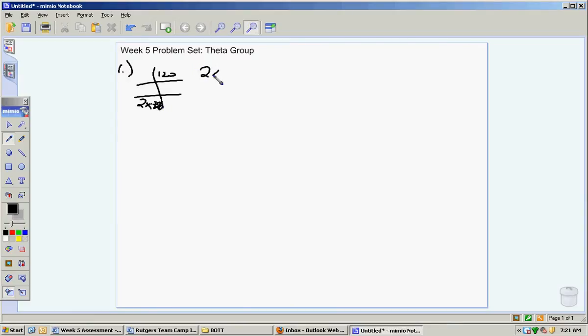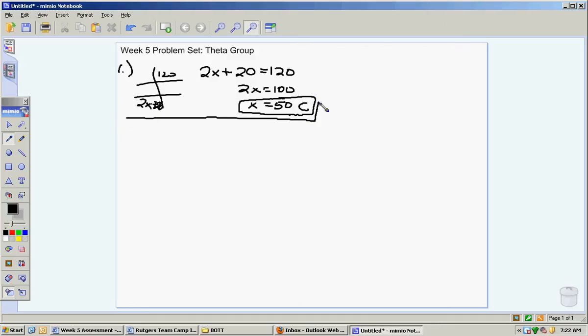So we really have this equation, 2x plus 20 is equal to 120. Subtract 20, we get 2x equals 100. Divide by 2, we get x equals 50 for that problem, which is answer choice C. But if you keep in mind that angles in problems like this are either supplementary or congruent, it should make these problems a lot easier for you.